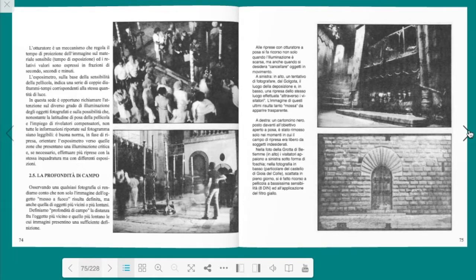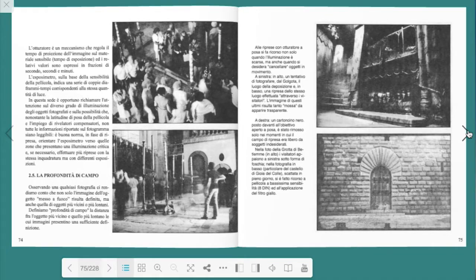Page 74. The shutter is a mechanism that regulates the projection time of the image on the sensitive material, exposure time, and the relative values are expressed in fractions of seconds, and minutes. The exposure meter, based on the sensitivity of the film, indicates a series of diaphragm-time pairs corresponding to the same amount of light. Here it is appropriate to draw attention to the different degree of illumination of the objects photographed and to the possibility that, despite the film's latitude and the use of compensating detectors, not all the information shown on the frame is legible.